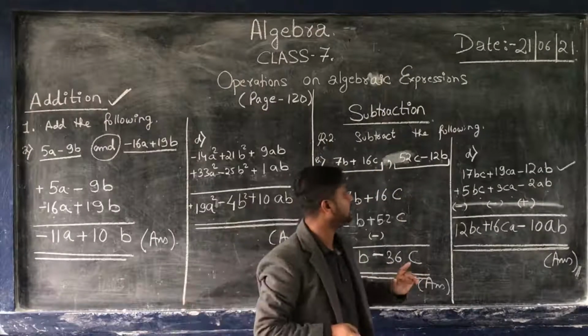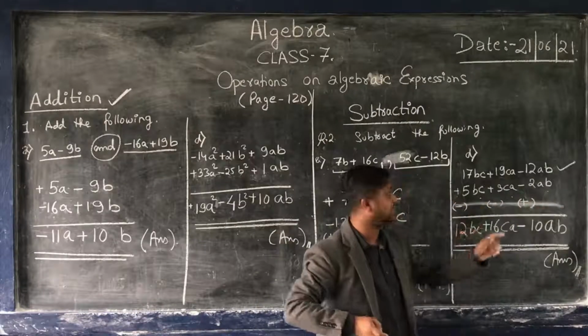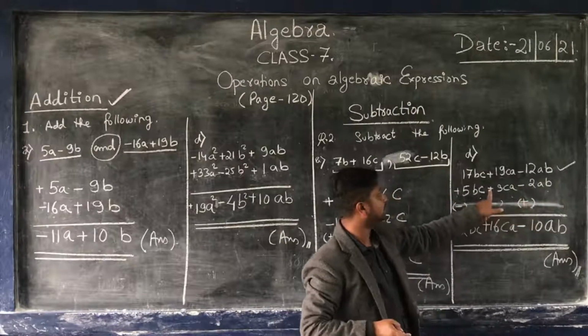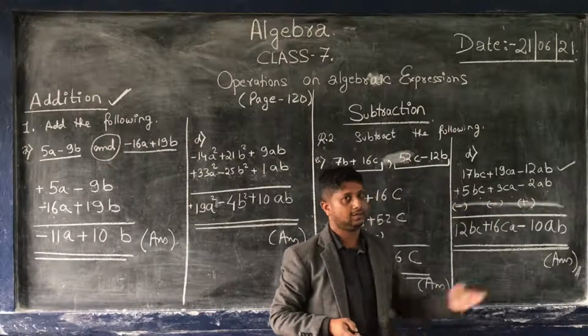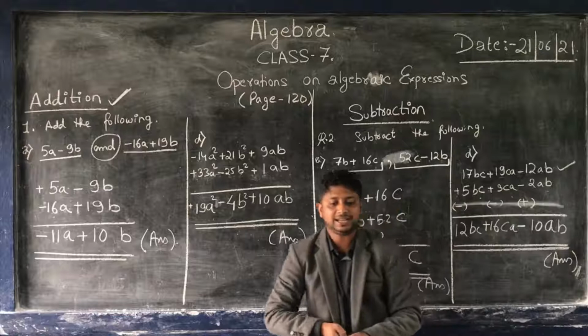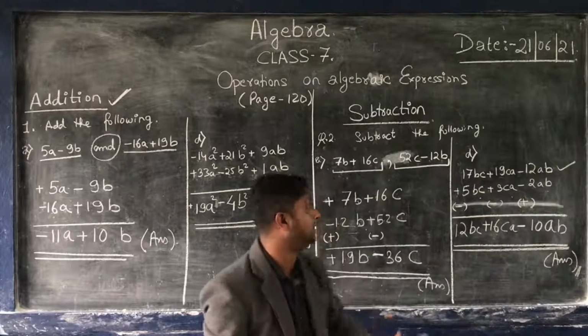And similarly, what is done? The lower limit sign is changed. Minus has become plus, this plus has become minus, and this plus has become minus, and this sum is solved. You can see it out here. So addition and subtraction of algebraic expressions has to be done in this way.